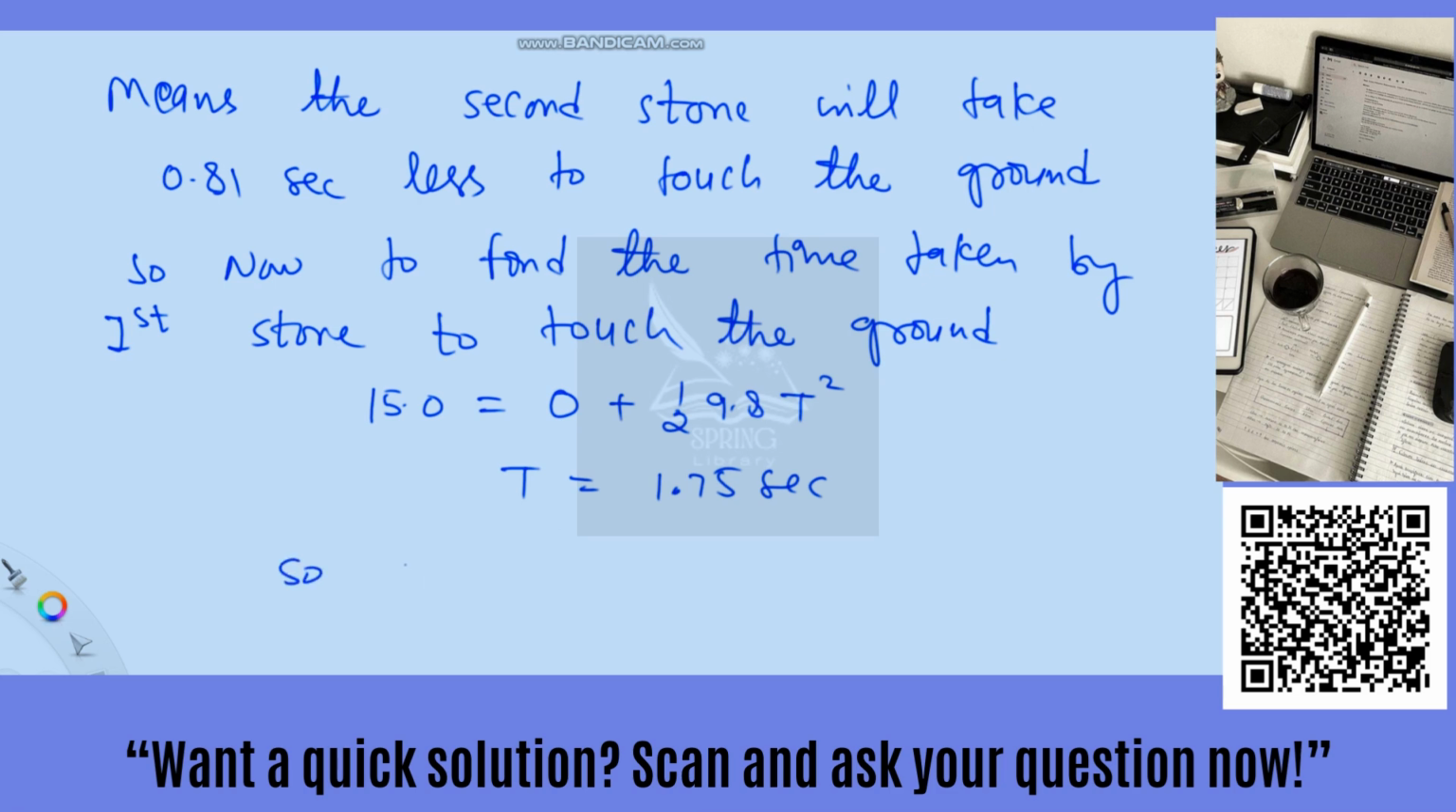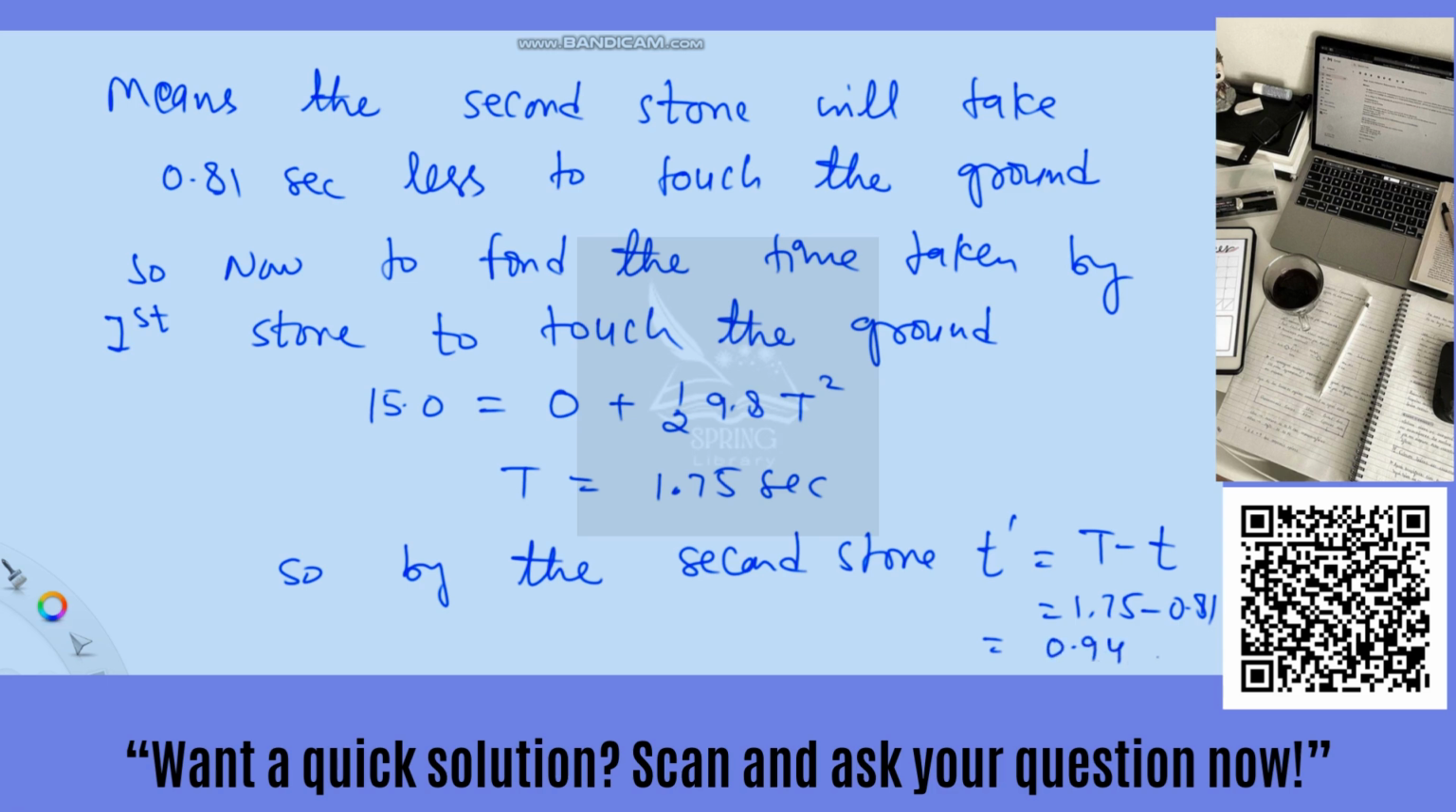So time taken by the second stone, let it be t dash, that is t minus t, means 1.75 minus 0.81, calculated to be equal to 0.94 second.